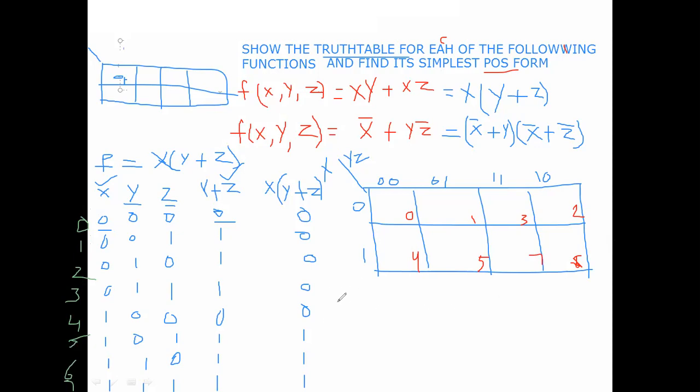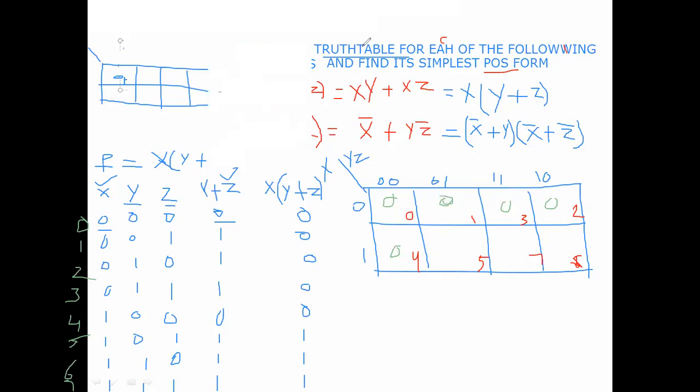So at which places are we getting zeros? At 0, at 1, at 2, at 3, next at 4. Only zeros are considered for product of sum terms. So now, is there any grouping here? How to group this? Is there any octet possible? 8 zeros are here? No.